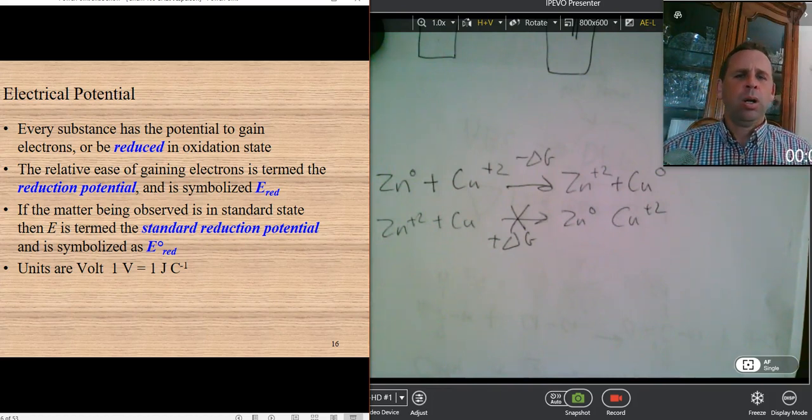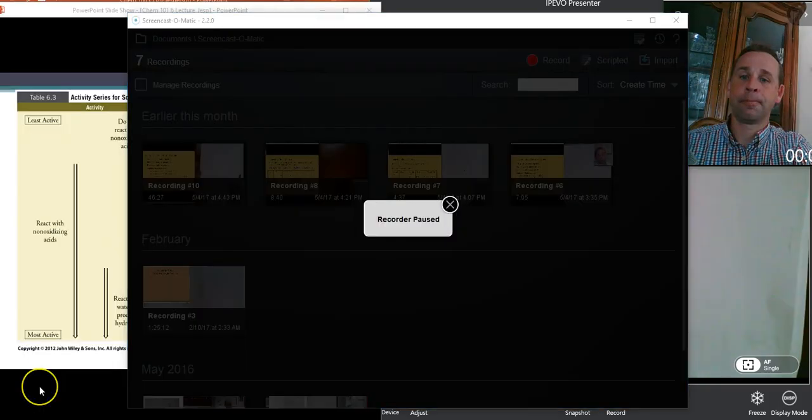So, we could predict this before by looking up an activity table showing us which compounds were more reactive. And I don't know if you remember this. Let me bring this table up really quick.